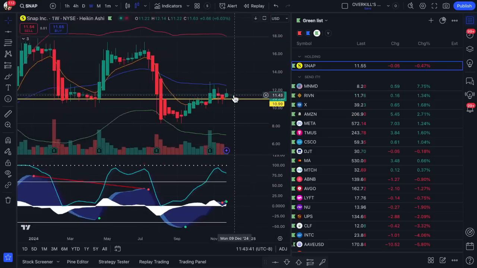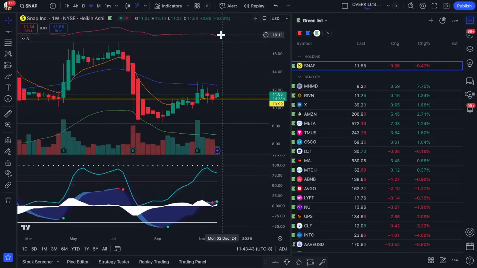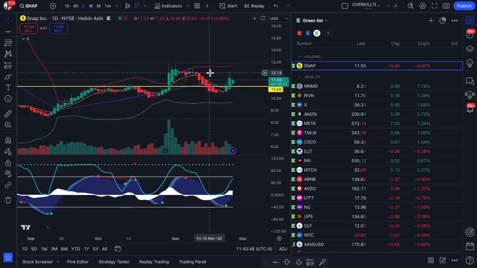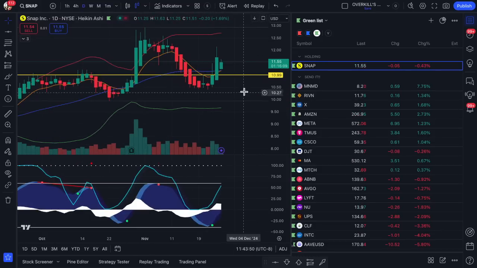I think the weekly chart could break out really big here. I think the weekly chart could potentially break out to 18 on more of a macro move. But we're holding this thing as long as $11 holds on Snap. I really, really like the play.